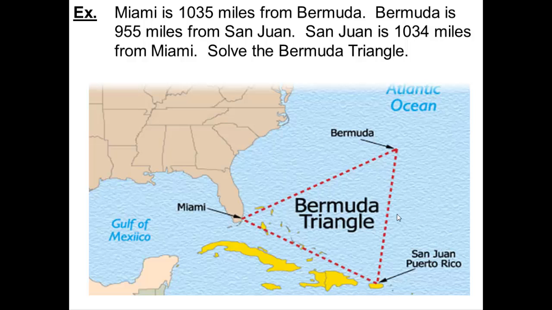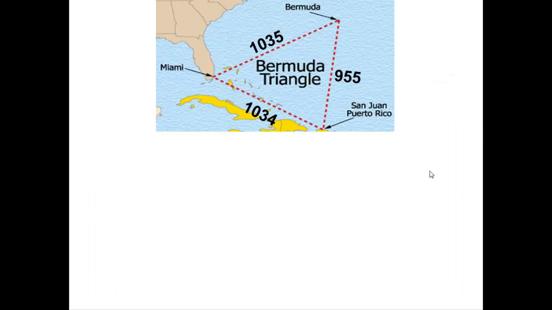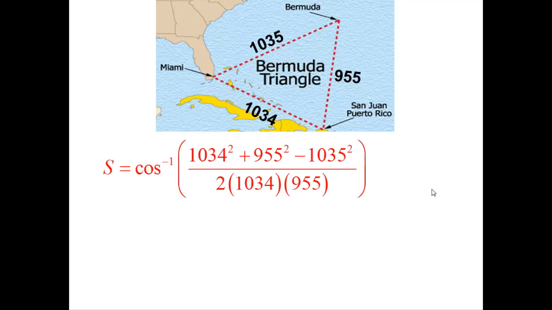All right, so the first thing we can do is go ahead and fill in the numbers into the picture. And it doesn't matter which angle I want to find first. I went ahead and went with the biggest angle, the San Juan angle. I went ahead and labeled that S, and I set up my law of cosines in order to find the angle. The side opposite angle S would be the 1035, so that gets subtracted. The other two sides would be on the addition and in the denominator. Type it in the calculator. Make sure you type it in correctly.